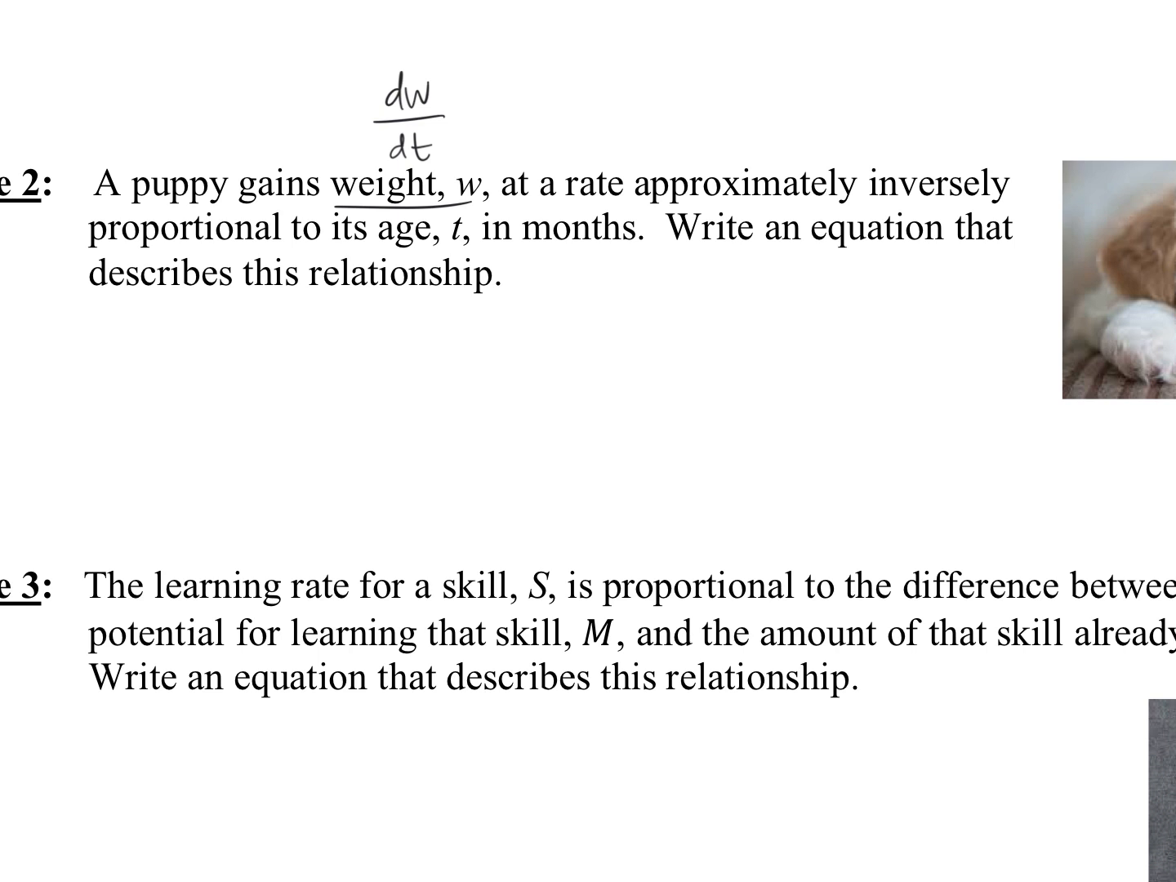But then it says it's inversely proportional to its age, t. So I've got my dW dt, and that is inversely proportional to its age. We need to have a k in there. So what would my other side of my equation look like? K over T. K over t. So that is the relationship between the weight that is being gained and the time that we are occurring in months.